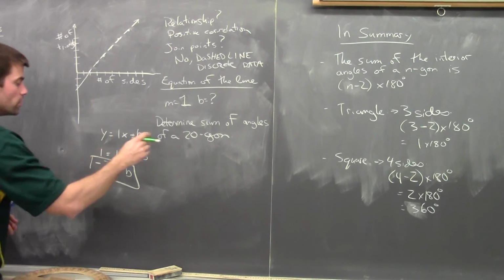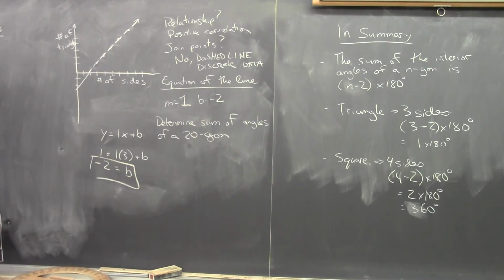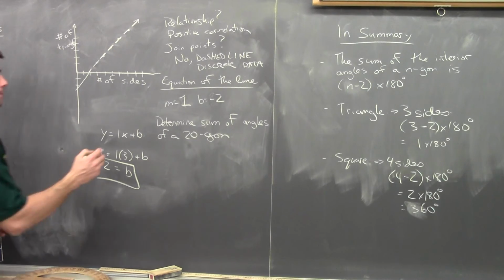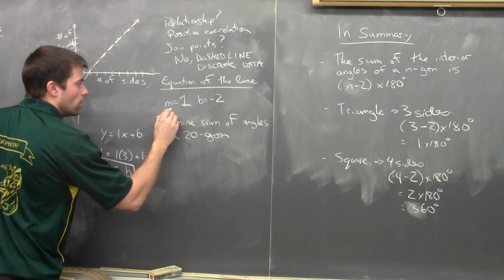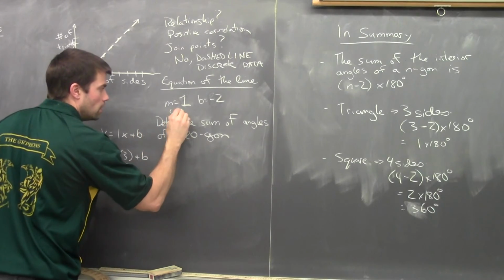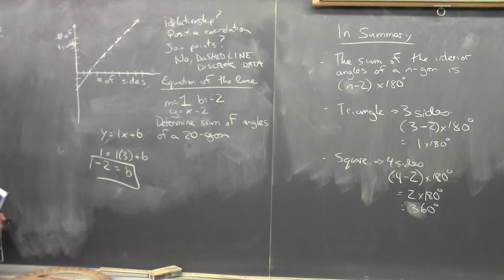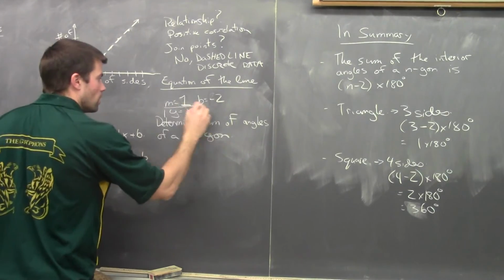Okay, so we know our equation of the line then now, right? I hope. Michael, what's the equation of this line? I'll help you out. Y equals mx plus b. Y equals 1x plus -2. Yeah, plus -2 is just -2. Okay, so there's our equation of the line.